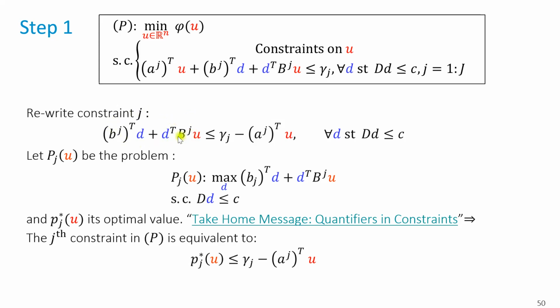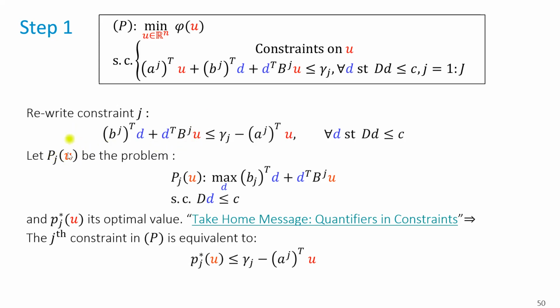U is fixed now, and it must be true for all D. Since it's true for all D, it's true for the max here. It's equivalent to saying that we have the max here. So I consider the auxiliary problem, which consists in maximizing this here. Now, the bad thing is that this auxiliary problem depends on the continuous variable U. So it's a bit nasty.